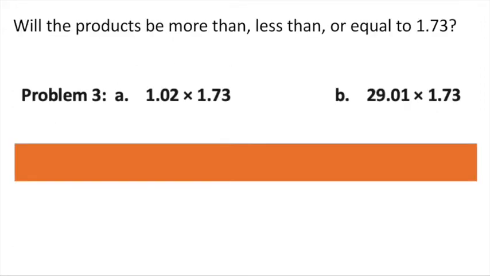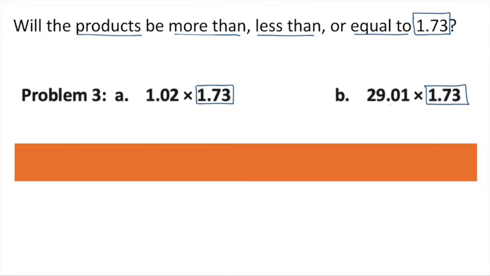Similar question here. Will the products of these two expressions be more than, less than, or equal to 1 and 73 hundredths? So again, I'm going to change my marker color here. So we're looking for products that are more than, less than, or equal to 1 and 73 hundredths. So let's take a look. Those are our common factors here in these two problems. A common factor is 1 and 73 hundredths. Okay. And we're going to multiply those by these two values, 1 and 2 hundredths and 29 and 1 hundredths.